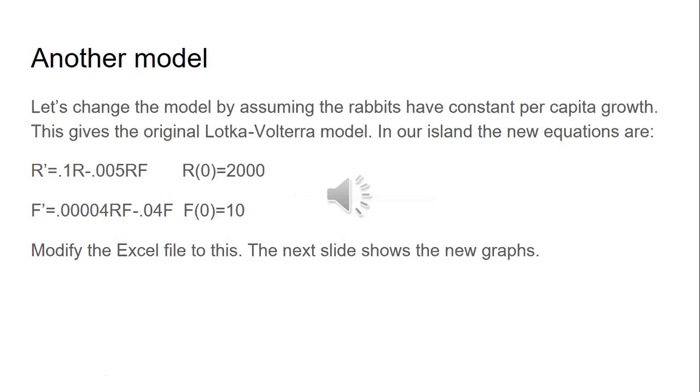So I want you to modify your Excel file to get this. All you have to do is change the R prime column by getting rid of that factor. Remember, it's the 1 minus R divided by C factor. So to get rid of that, you'll get this new model, and you should see what you see on the next slide.